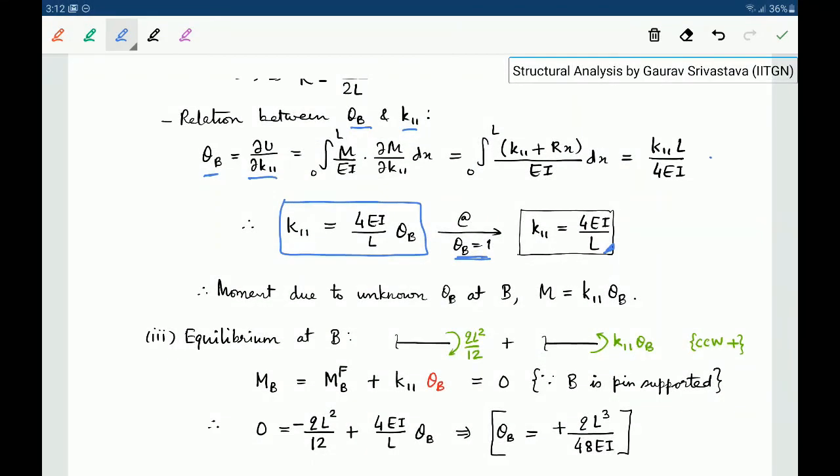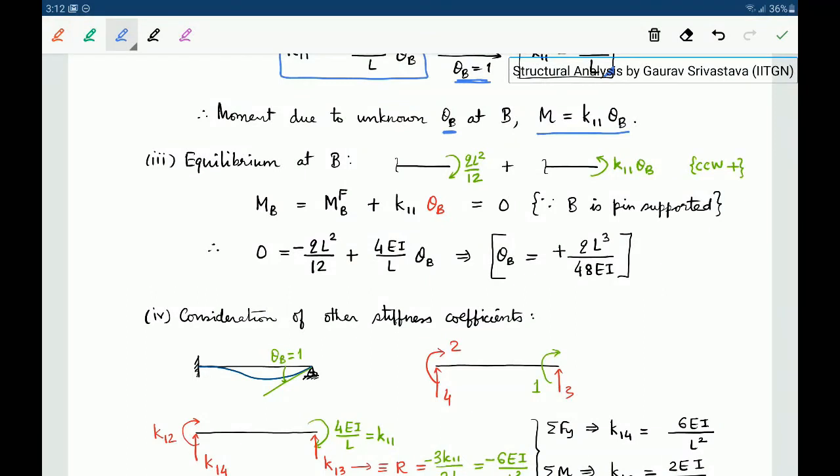Which means that the moment required to generate theta B, and theta B is unknown, will be M equal to K11 times theta B. Once we have achieved this, we will write the equilibrium equation at B. At the end B, there is a fixed end moment acting of qL square by 12, which is in the clockwise direction, and there is this unknown moment acting, which is the stiffness coefficient K11 times theta B, in the clockwise direction.